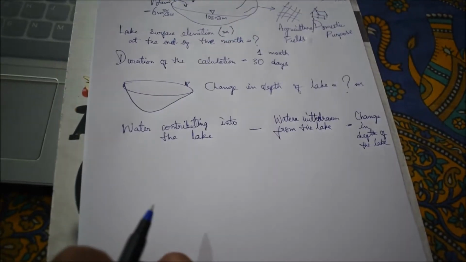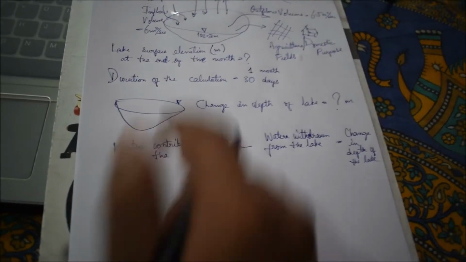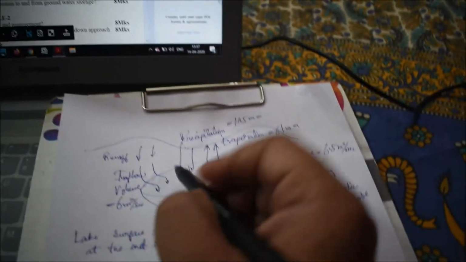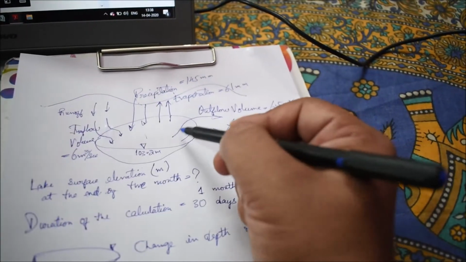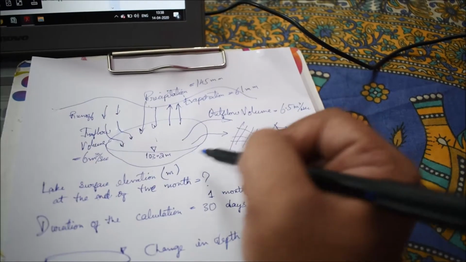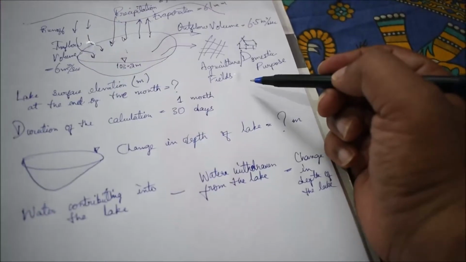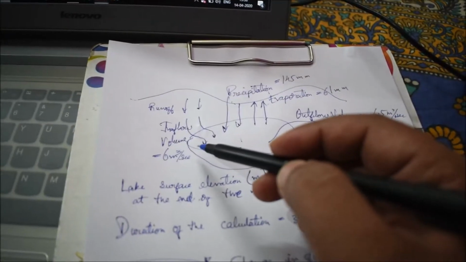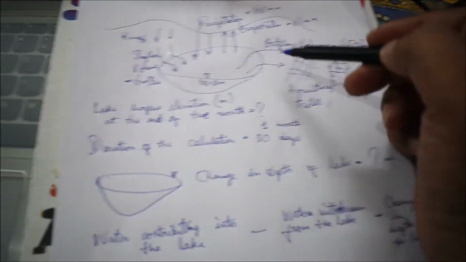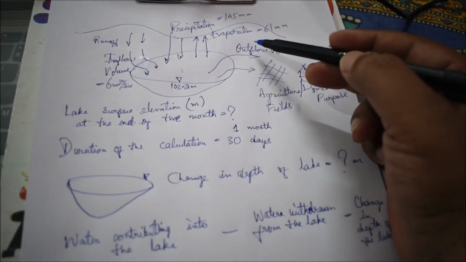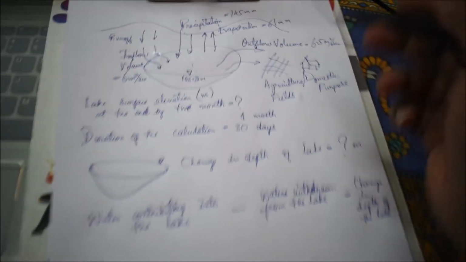Okay, now what is the water contributing into the lake? Whatever comes into the system, as an input, is water contributing into the lake. Whatever leaves the system from the lake is water withdrawn from the lake. That means inflow volume and precipitation is nothing but water contributing into the lake, and outflow volume and evaporation is nothing but water withdrawn from the lake. So let us put it up like this.